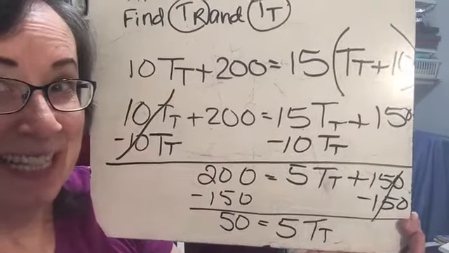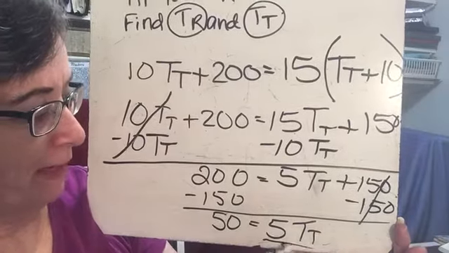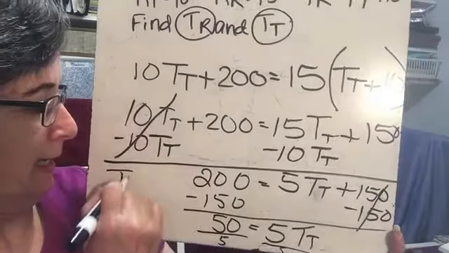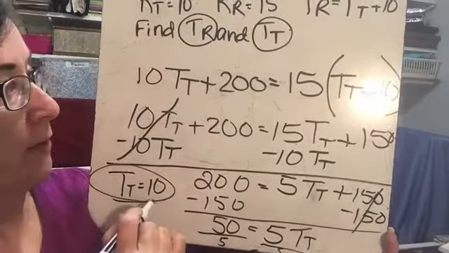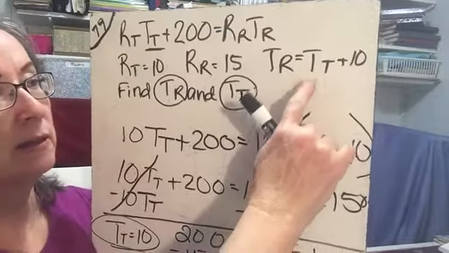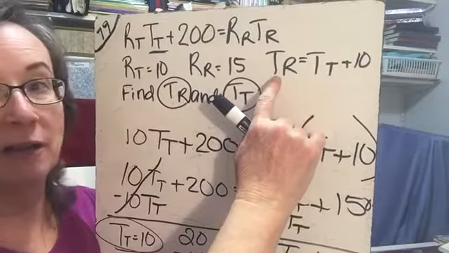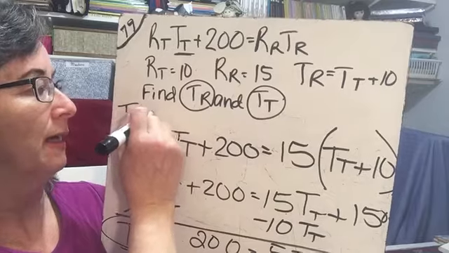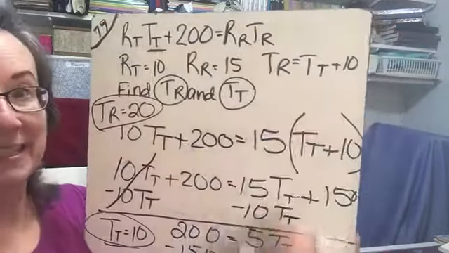So isn't T sub t equal to 10? We divide by 5 over here and divide by 5 over there, and we get 10. So T sub t is 10. All right, so now we have to go back up here. T sub t is 10. So isn't T sub r 20? T sub r is 20. Because it's 10 plus 10.